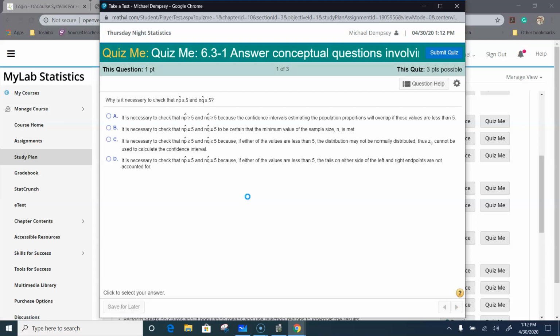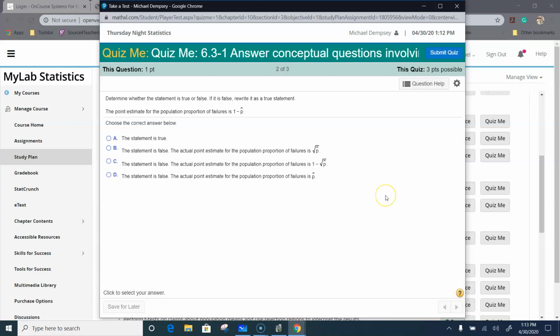So why is it necessary for those two numbers to be greater than 5? It's so that we know that we have a normal sampling distribution. So I'm looking for one here that may not be normally distributed, thus we can't use it to calculate the interval. I want to make sure that I have a normal distribution. That's the purpose of that check.